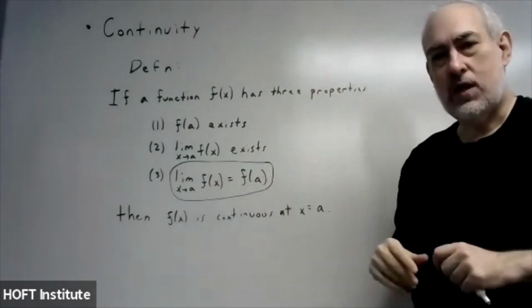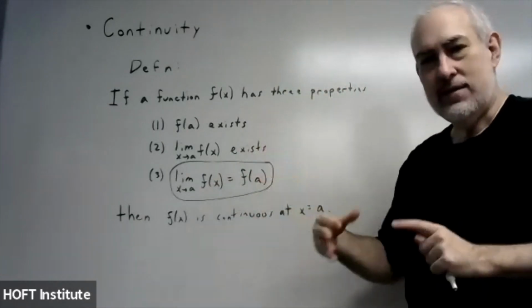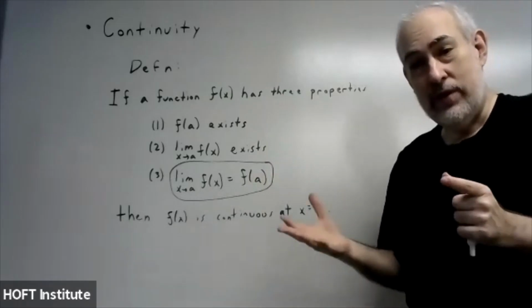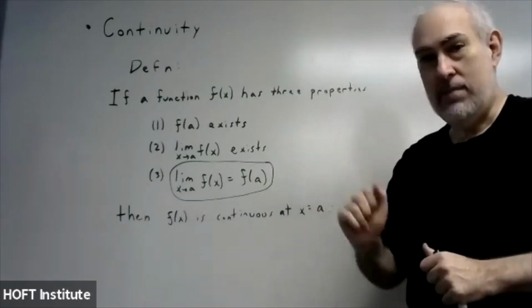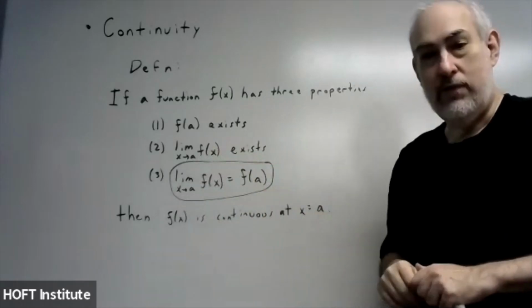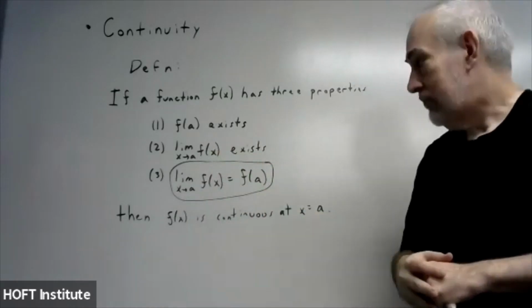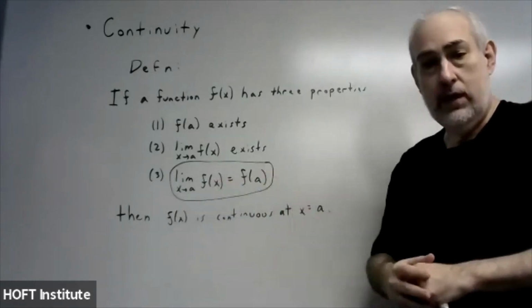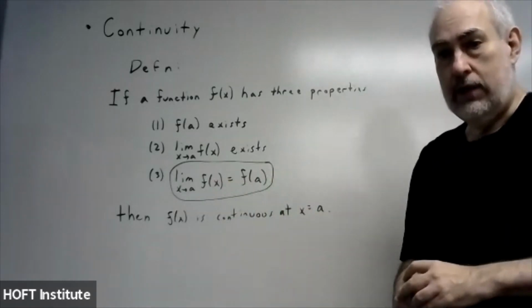So just to clarify, by f of a existing, we mean f of a equals some real number. There's a point maybe at a comma L. And then this limit as x approaches a of f of x also equals L. And therefore, the two things are equal and it's continuous at x equals a.